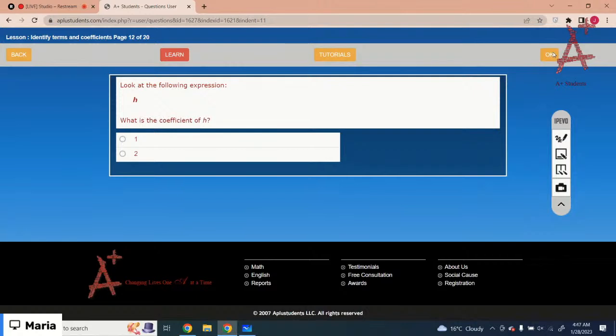Okay, look at the following expression. What is the coefficient of h? So which is the coefficient of h? The coefficient of h is 1. Got it? When there is no number written with it, that means the coefficient is 1.